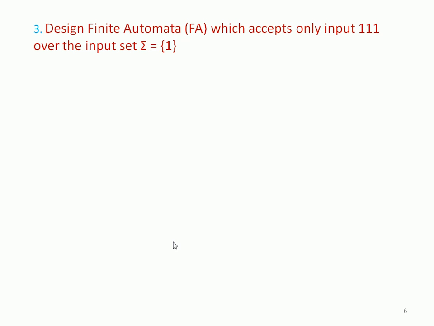Similarly, you can try to construct a deterministic finite automata which accepts the input 1 1 1, right? The input symbol set is 1. Here the input is 1. So how do we construct that finite automata to accept the string 1 1 1? Start with Q0, and give an input. Then it goes to Q1, right?